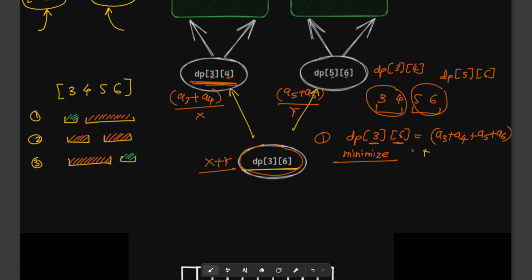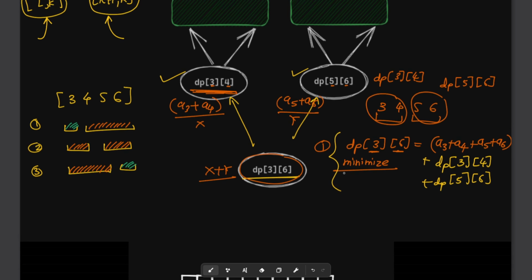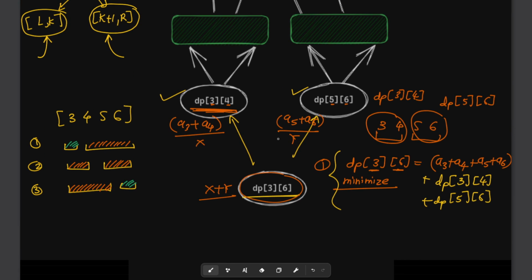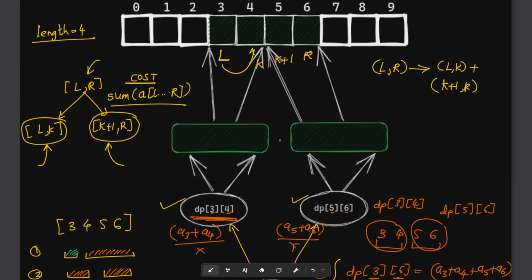And the best cost to arrive at this subarray and this subarray will be dp34 and dp56. Hope this is clear. This is the main idea, to find out the answer recursively one after the other by considering the choices for the merging of intervals.